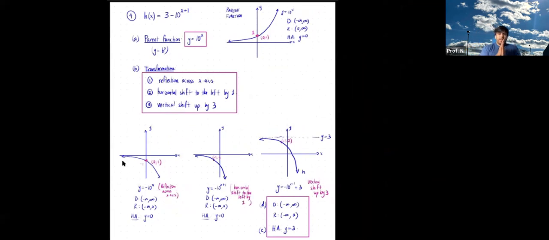So any questions about this? Is this clear? The sequences of transformations, the parent function, the domain and range, or horizontal asymptote. Everything looks easy when you're explaining it.